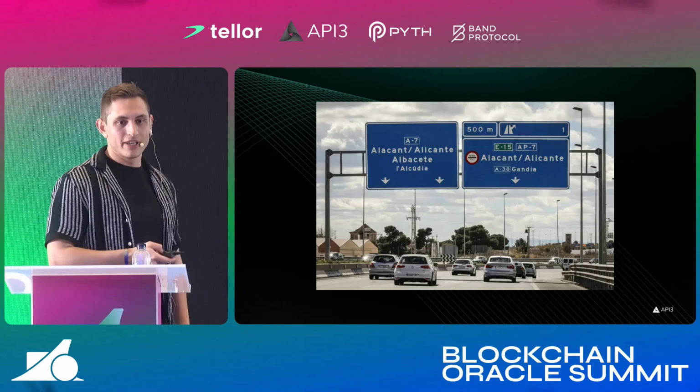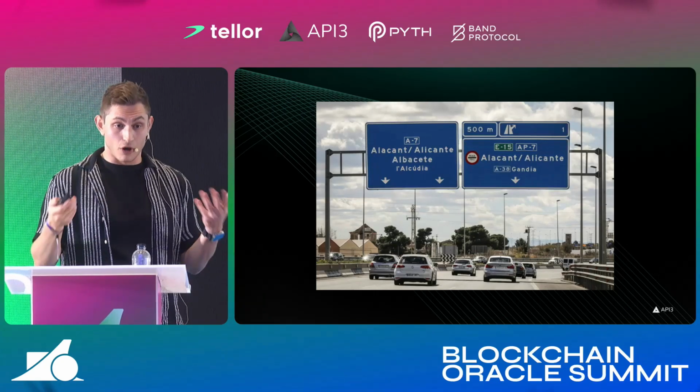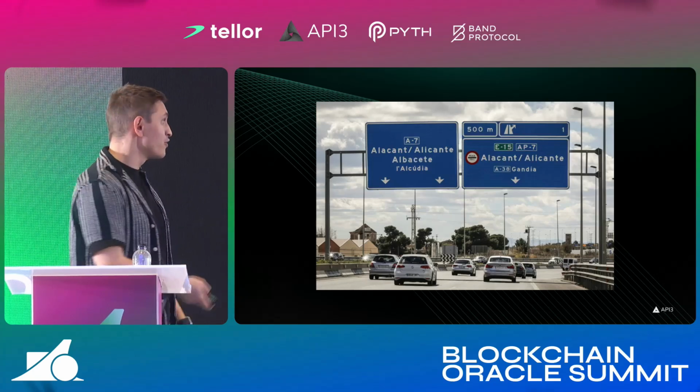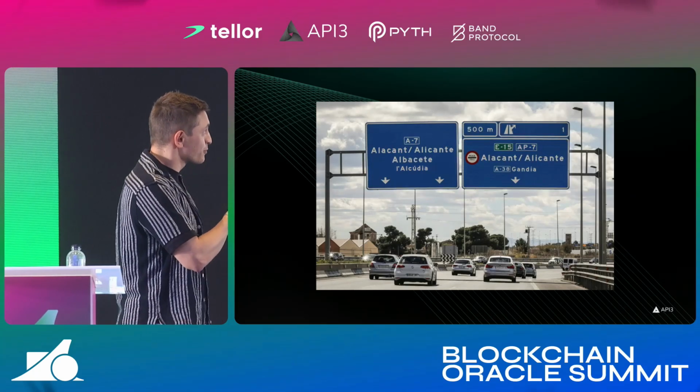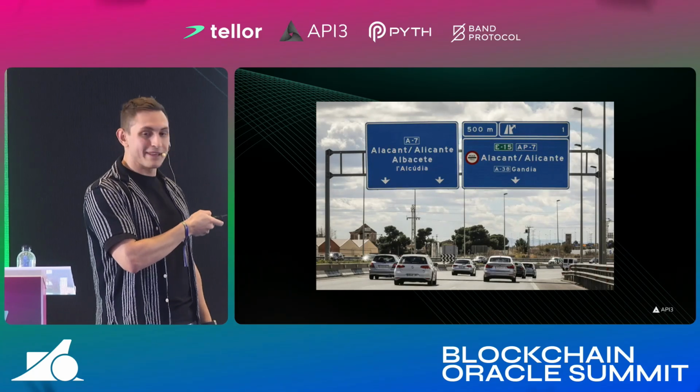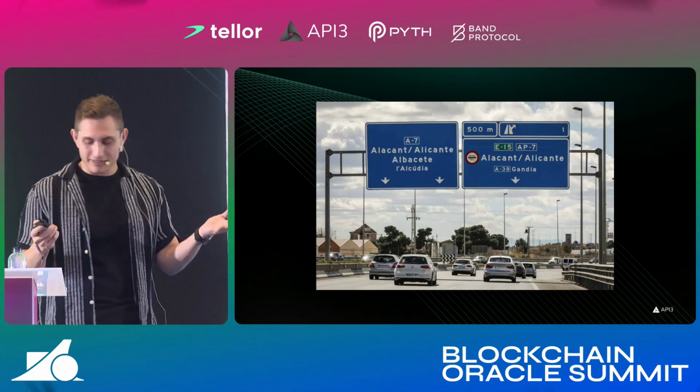So effectively, OEV network on top of our oracles is exactly that. You can use our oracles, and they will bring you to Alicante, but you can also pay and be there faster if you want to. That's the gist of it.